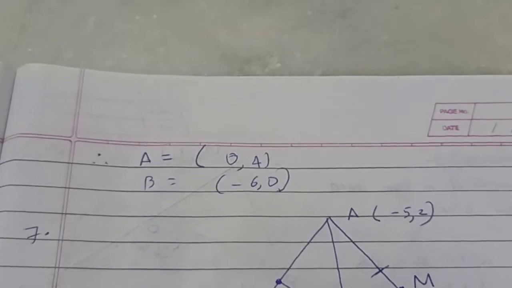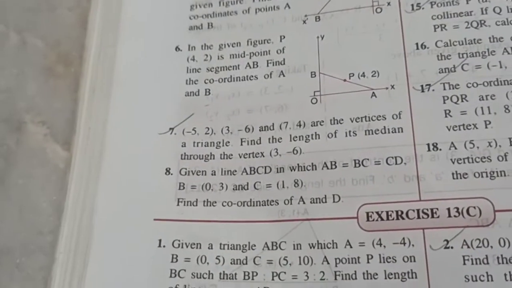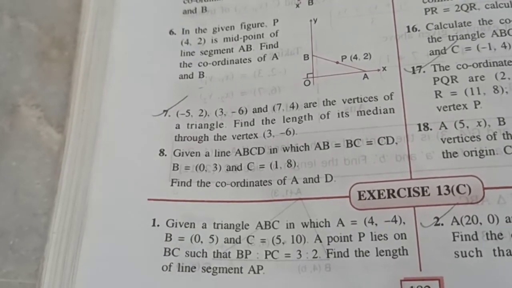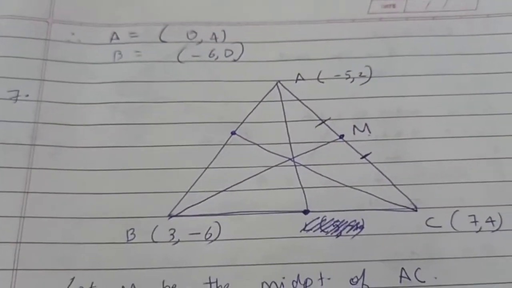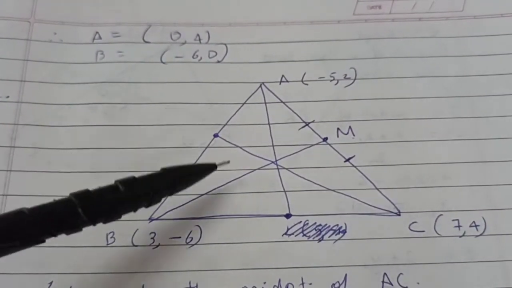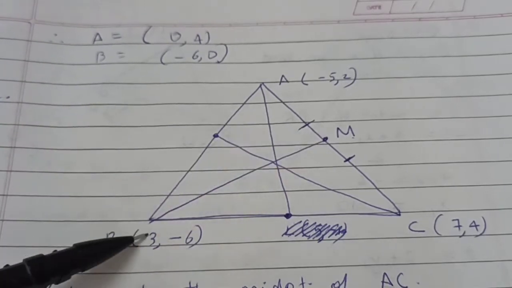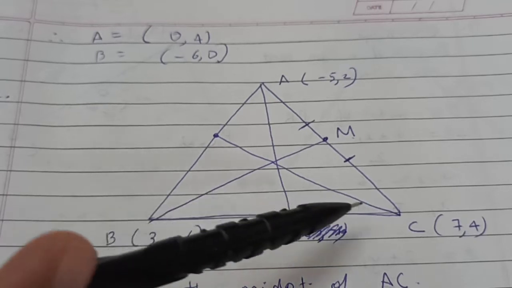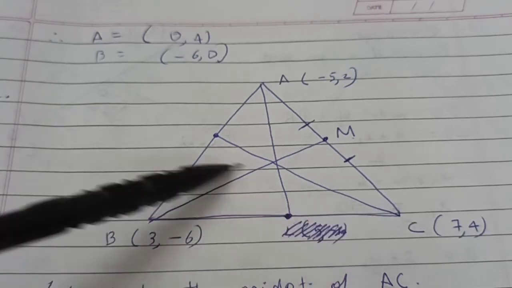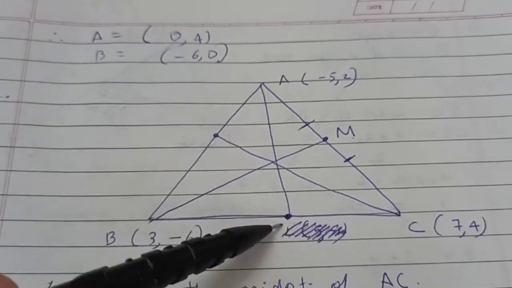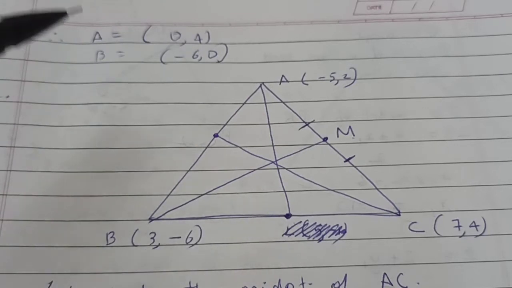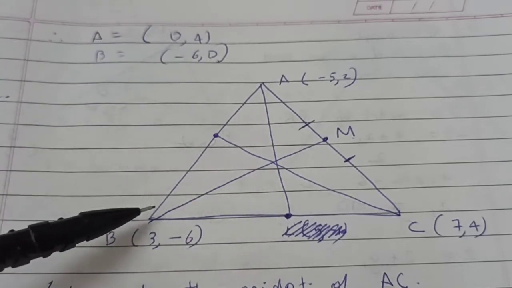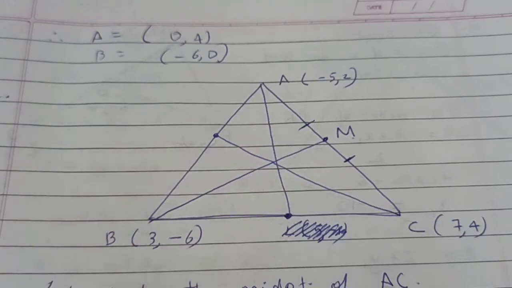Now the seventh sum. 3 points are given which are vertices of a triangle. Find the length of the median through the vertex 3, minus 6. So again, this is the diagram. They want median which is BM because they mentioned the vertex. But they could have changed the question and could have asked for the median passing through C or the median passing through A as well. But that is not important in this sum. In this sum only BM is under consideration.